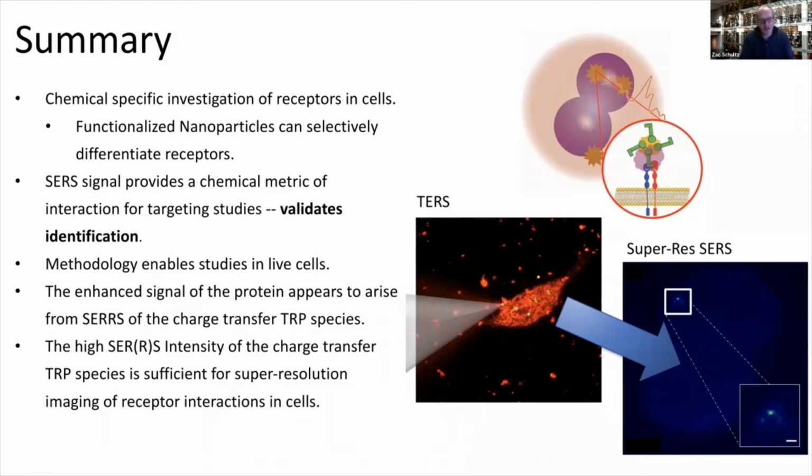We start to understand where these signals come from. It turns out that tryptophan species will provide a surface-enhanced resonance Raman scattering signal under the right conditions. And this SERRS intensity is sufficient for letting us do this super resolution experiment to look at both high resolution chemical imaging of nanostructures and teasing out the activity of biological molecules.